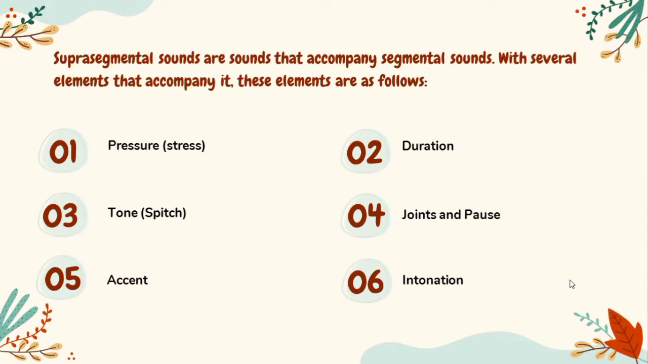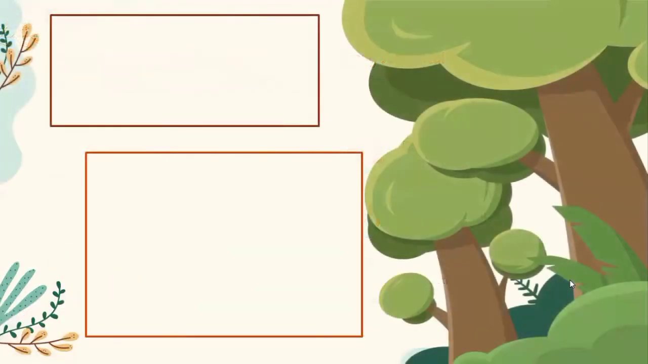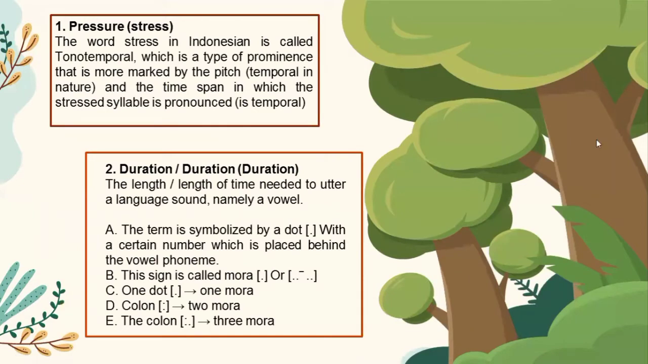Next. The first is pressure or stress. The word stress in Indonesian is called tonotemporal, which is a type of prominence marked more by pitch or temporal features, namely the time span in which the stressed syllable is pronounced. And the second is duration, the length of time needed to utter a language sound, namely a vowel. The term is symbolized by a dot with a certain number placed behind the vowel phonemes.